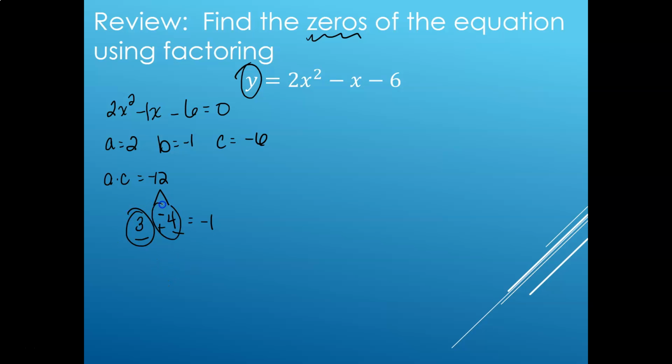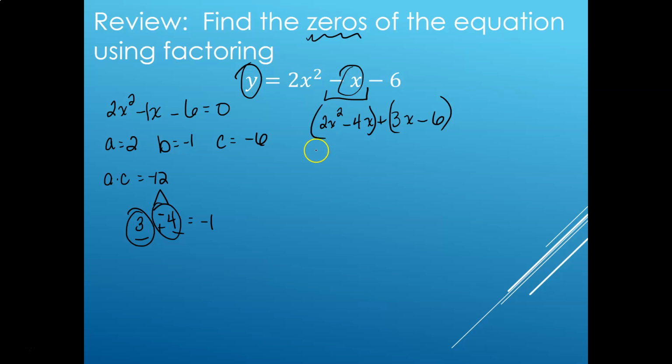We use those magic numbers to replace our b term. So we rewrite this as 2x squared minus 4x plus 3x minus 6. I replace the x term with the -4x and the positive 3x so that I can factor by grouping.